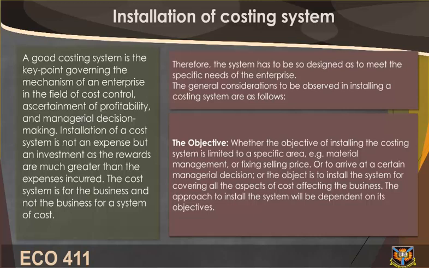The general considerations to be observed in installing a cost system are as follows. The objective. Whether the objective of installing the cost system is limited to a specific area, for example, material management, or fixing selling price, or to arrive at a certain managerial decision, or the concept is to install the system for covering all the aspects of cost affecting the business. The approach to install the system would be dependent on its objectives.